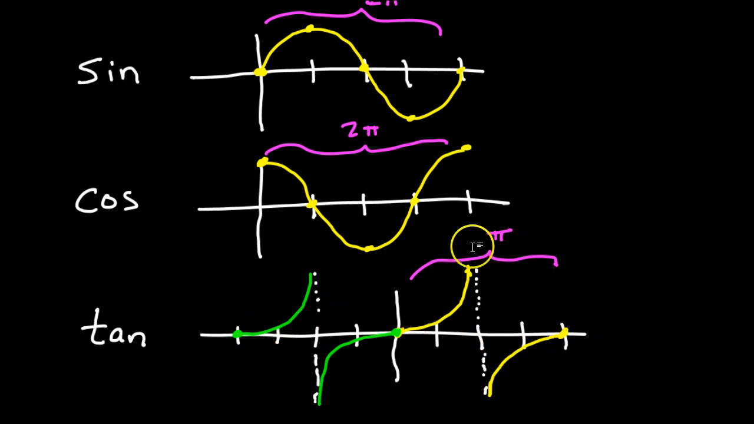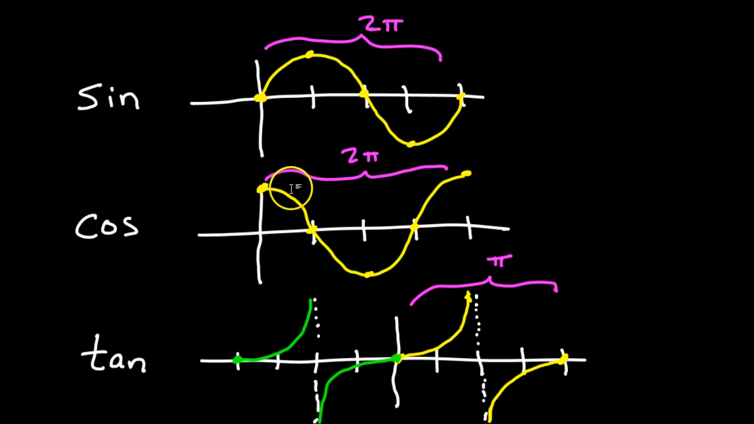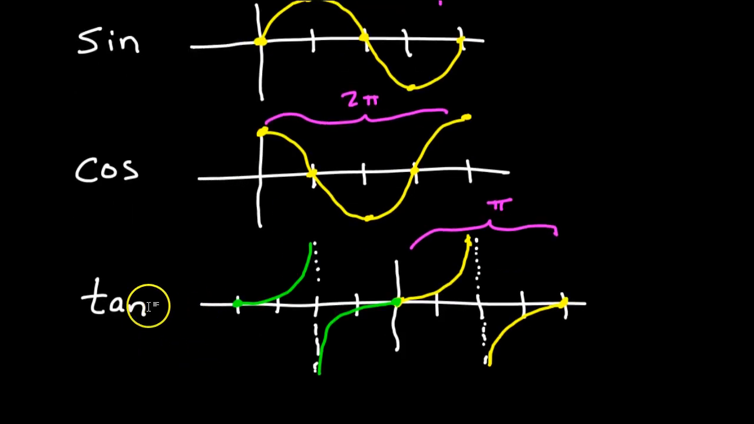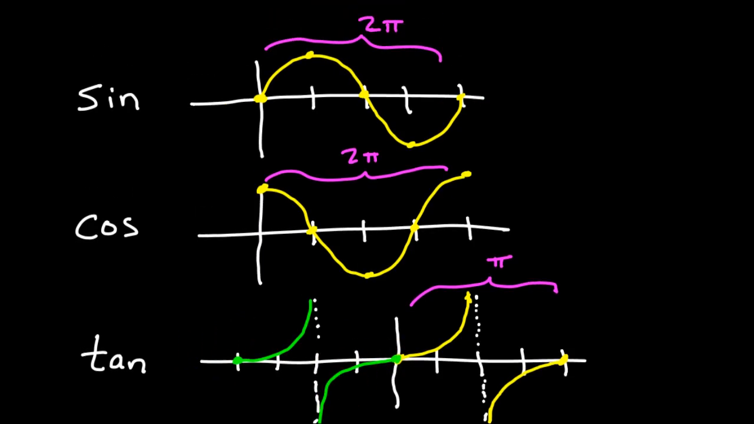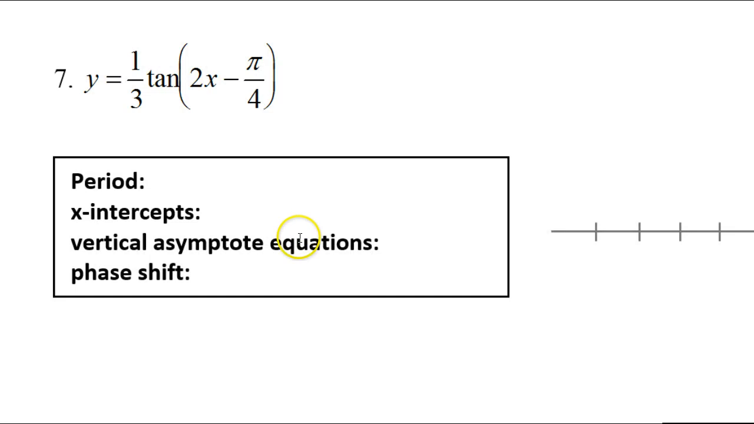One period of the tangent function only has a length of pi, as opposed to sine and cosine, where one period of the function was a length of 2 pi. Unless there's some sort of a stretch, the tangent function only has a length of pi. So we do two of them to stay consistent with what we've been doing. With that in mind, let's do number 7.